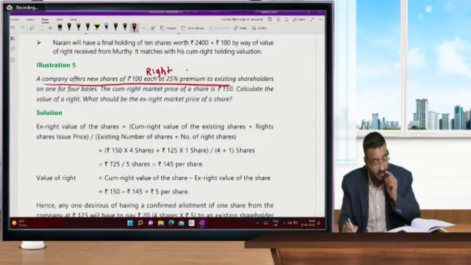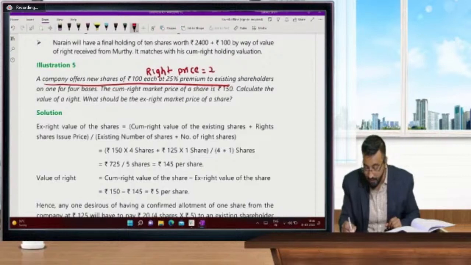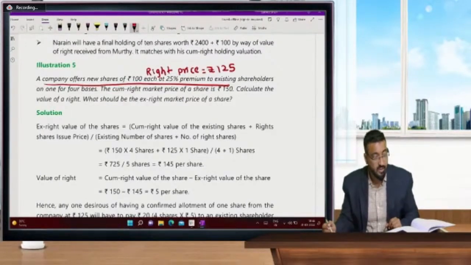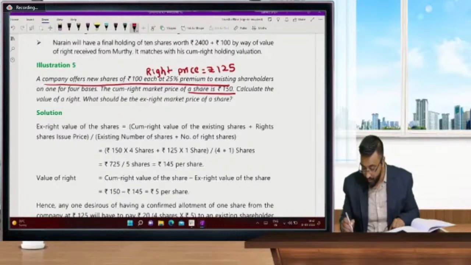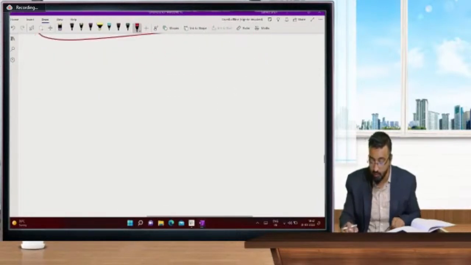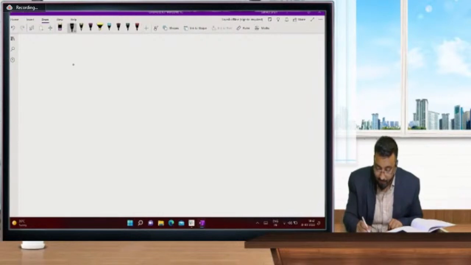Is the voice coming through well? Check once. The right price is rupees 125. And what is the current market price? It is 150 rupees. 150 rupees is the current market price. Calculate the value of the right. First thing, write this down. Now, how to solve this question? Step number 1.